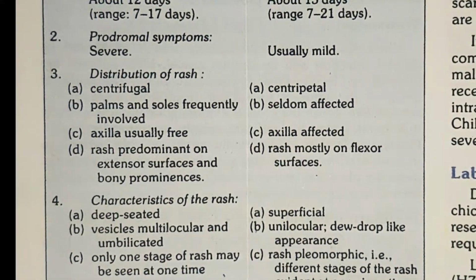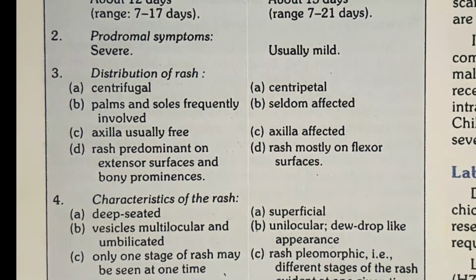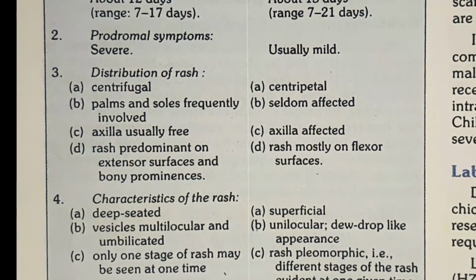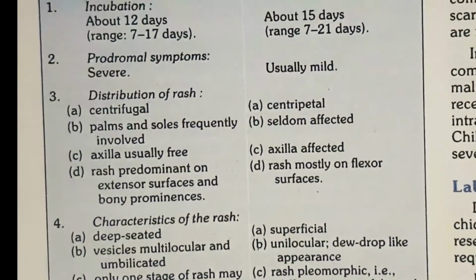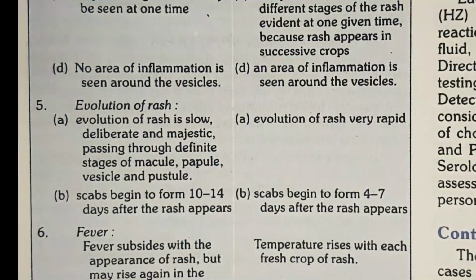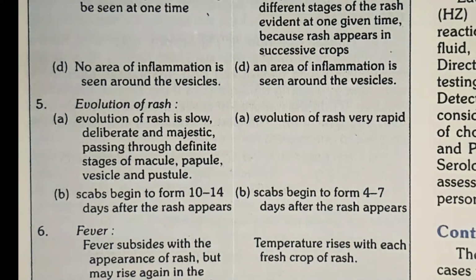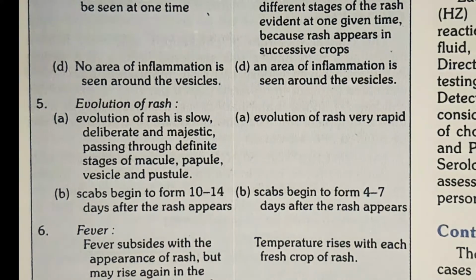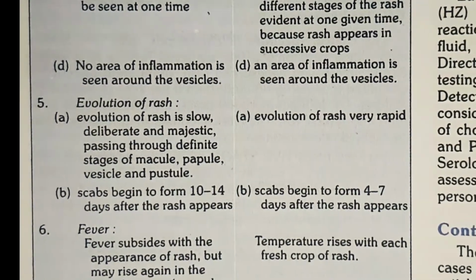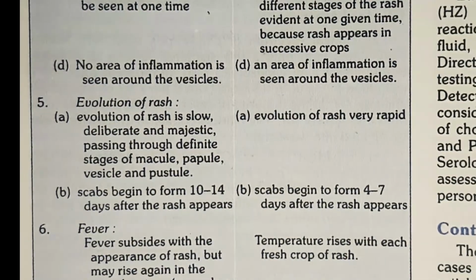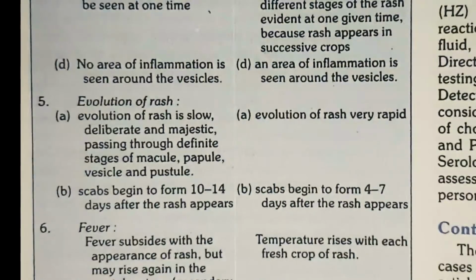Then the characteristics of the rash. In smallpox it is deep-seated, vesicles are multilocular and umbilicated, and only one stage of rash is seen. Superficial, unilocular, dewdrop-like appearance, and pleomorphic rashes are seen in chickenpox. No area of inflammation is seen around the vesicles in smallpox, whereas an area of inflammation is seen around the vesicles in chickenpox. Evolution of rashes is slow in smallpox and it passes each stage for a definite period. In chickenpox the evolution of rashes is very fast. Scabs begin 10 to 14 days later in smallpox, and 4 to 7 days earlier in chickenpox, after the appearance of rashes.